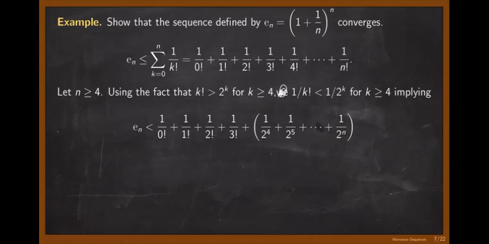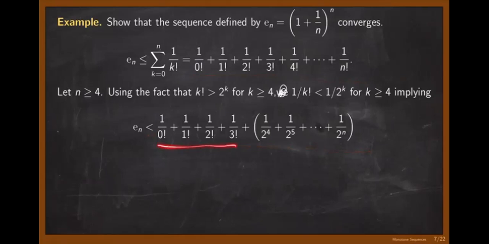Yung 1 over k factorial then is less than 1 over 2 to the k, diba, for k greater than or equal to 4. So kaya, for example, yung 1 over 4 factorial, it will be less than 1 over 2 to the 4. Yung 1 over 5 factorial, it's going to be less than 1 over 2 to the 5th, and so on, as long as n is greater than or equal to 4. Kaya itong bound na ito is less than this. You understand?